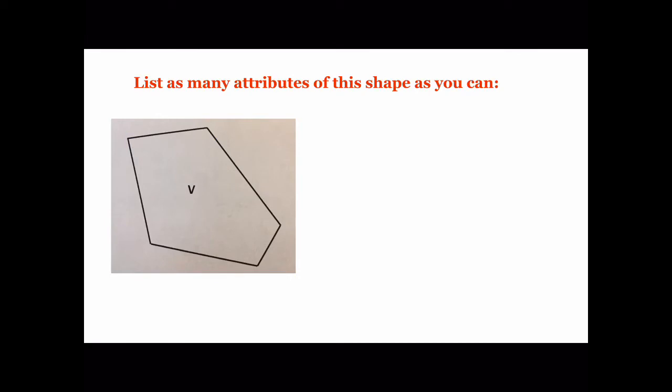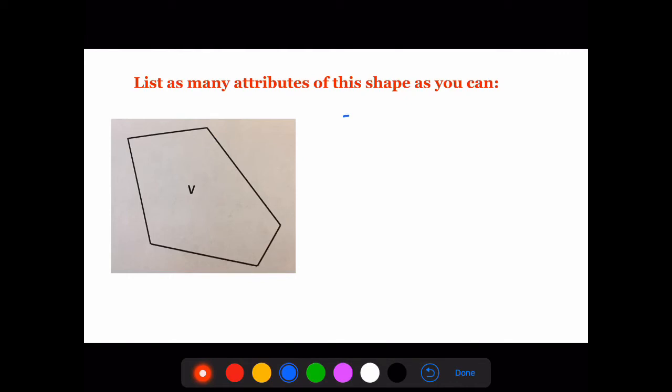So we're going to look at this shape, and we're going to try to list as many attributes as we can. The first thing I'm noticing is that it has more than 3 sides, it's a closed figure, and it's a plane figure, it's flat. So we notice that this is a polygon. The second thing I'm noticing is it's not a regular polygon because definitely the sides are not all equal. So I can say it's not a regular polygon.